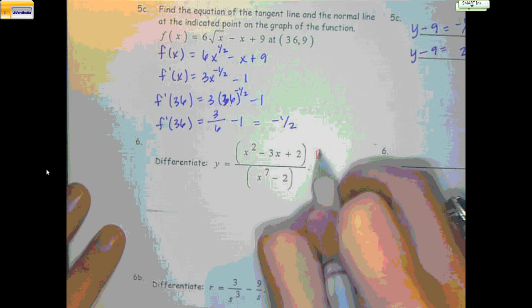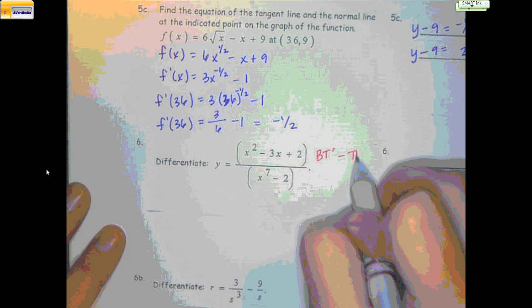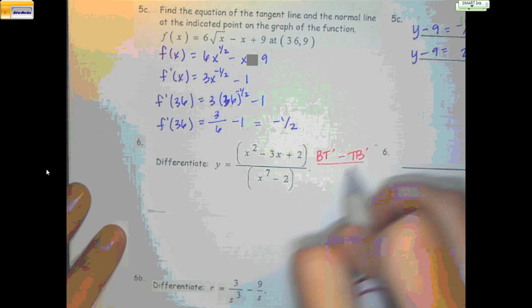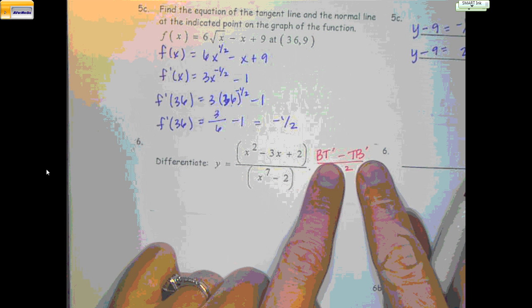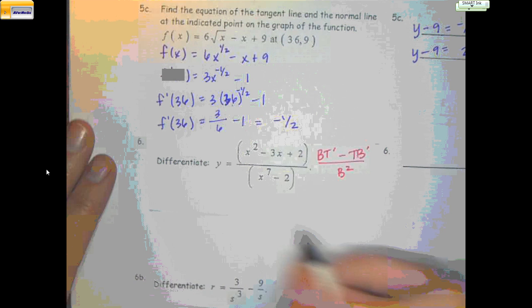Quotient rule: bottom times the derivative of the top, minus the top times the derivative of the bottom, over the bottom squared. Make sure you know that those are derivatives there on the end. Somebody last week didn't know that.